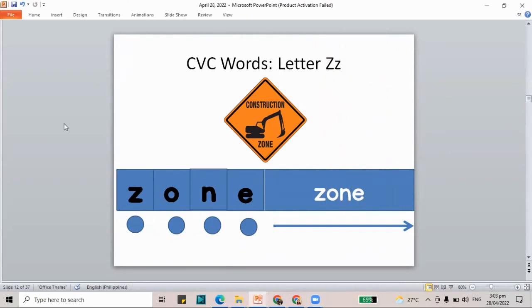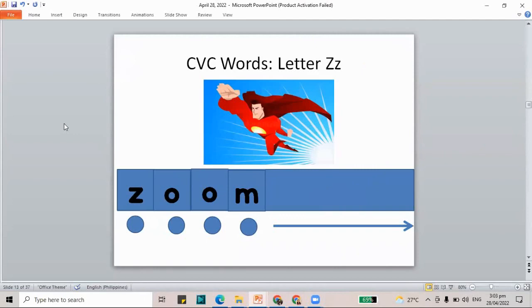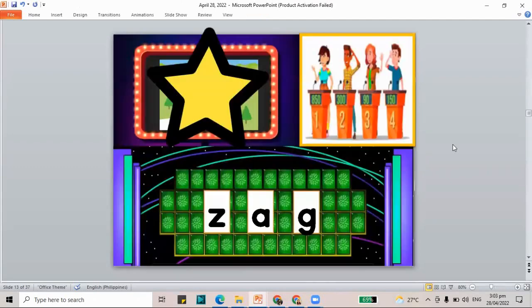Let's move to another Z word. How about we do the word zoom? Zoom. When the superhero needs to be fast to rescue the people, he has to zoom away. Z-O-O-M, zoom. And how about we spell it? There are 4 letters in the word zoom. Z-O-O-M, zoom.